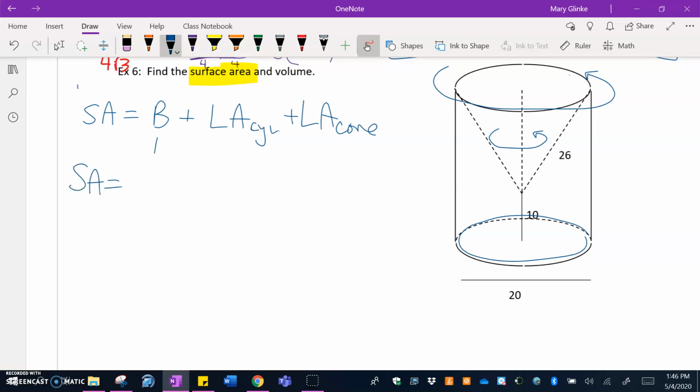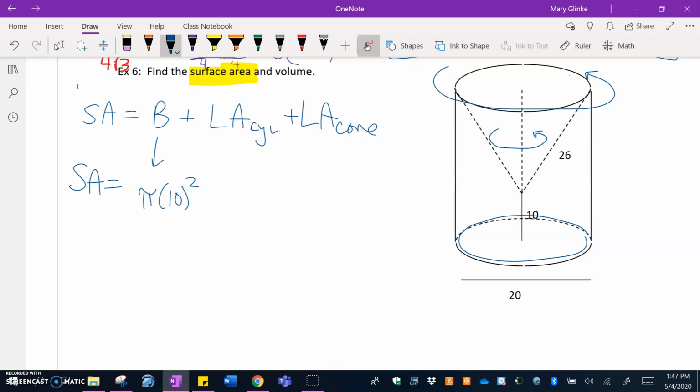So the area of the base here, since our base is a circle, is pi r squared. And our radius here is going to be 10 because the diameter of the circle is 20. Then we want to find the lateral area of the cylinder, which is the perimeter of the circle times the height.